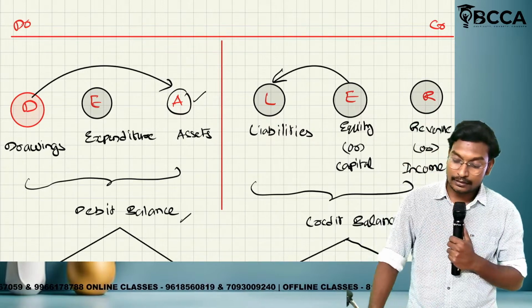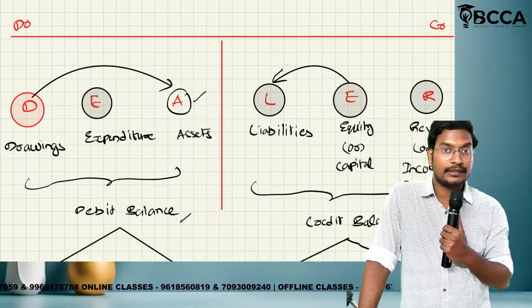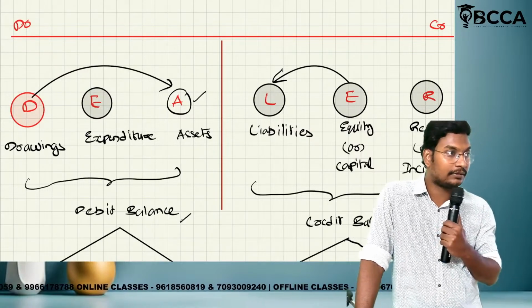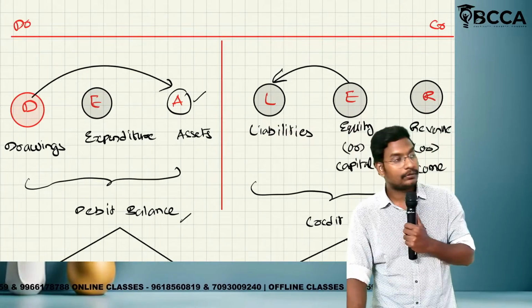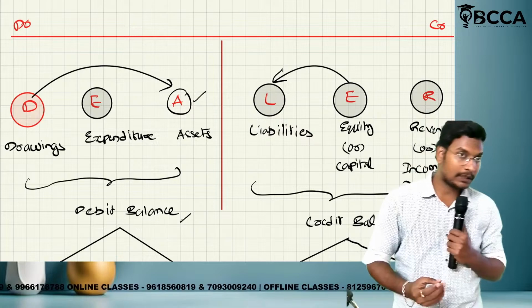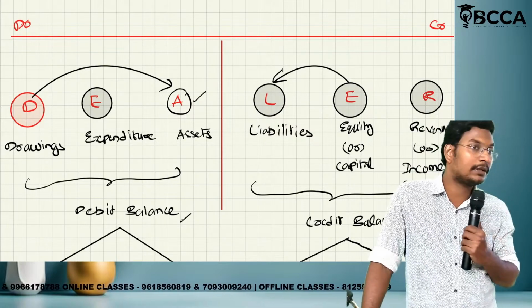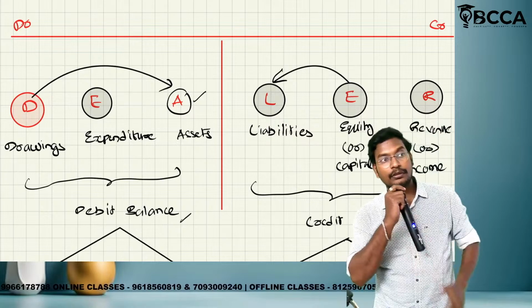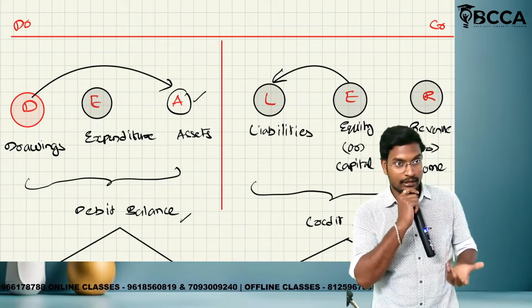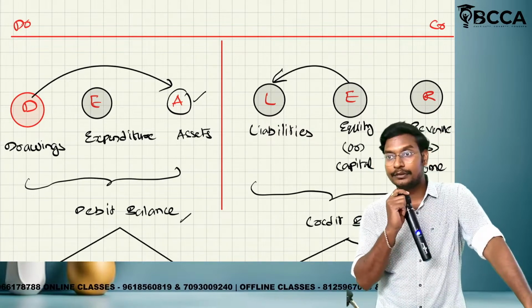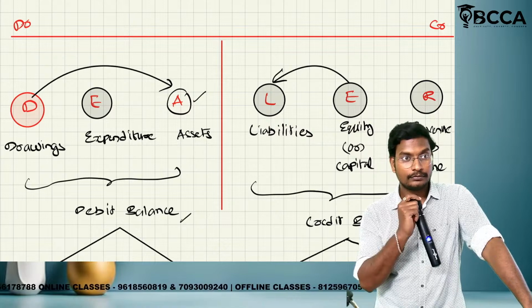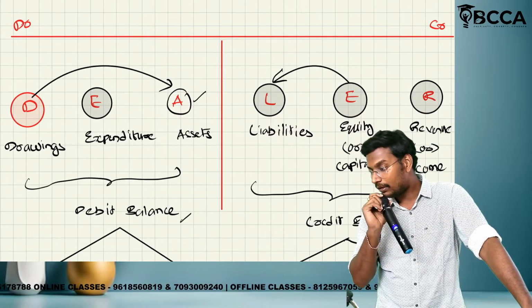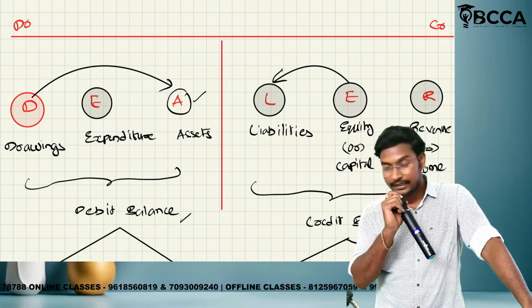In the traditional approach, we divide each and every transaction into three categories of accounts. What are the accounts? Personal account, real account, and nominal account. What is the personal account rule? Debit the receiver, credit the giver. Next, real account: debit what comes in, credit what goes out. Next, nominal account: debit all expenditure and losses, credit all incomes and gains.